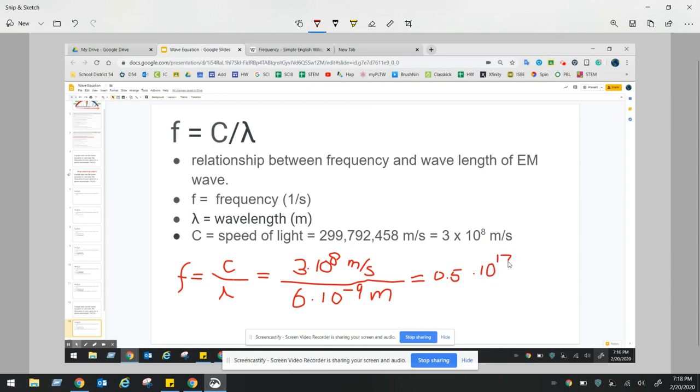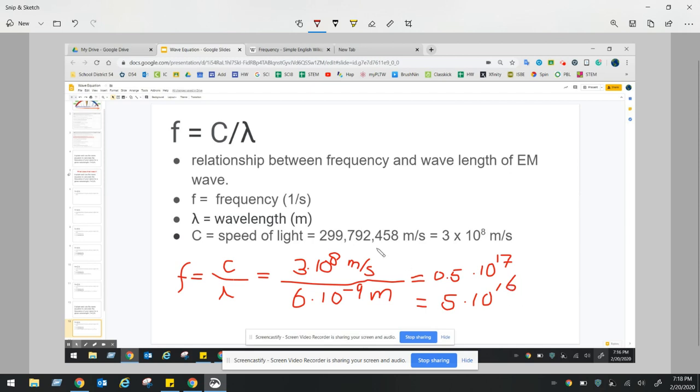Now, we don't like to have this decimal point here. So what we're going to do is change this into 5. We can think of a half as 5 times 10 to the negative 1. So we need to subtract, and we have 10 to the 16th here. And that would be our answer.